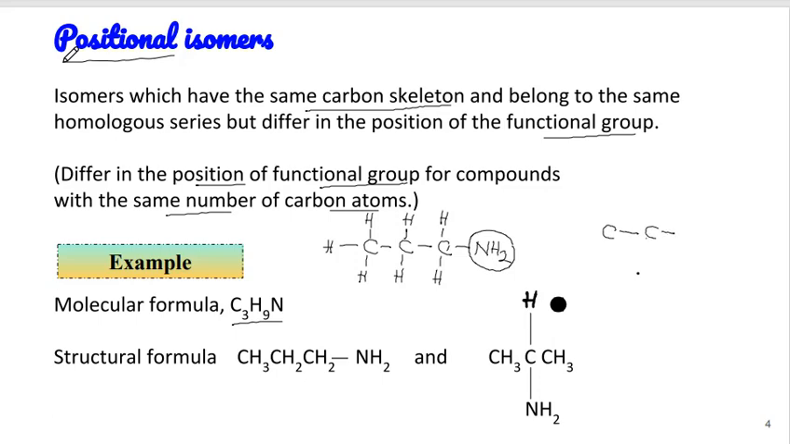So what we do, just draw again. Always remember the number of carbons in the main chain stays the same. And then the bonds must also be correct, the bond between carbon and nitrogen. Sorry, just fill up the hydrogen. Okay, so the two structures that I have drawn here are the positional isomers for C3H9N.